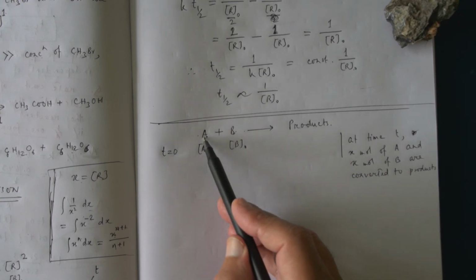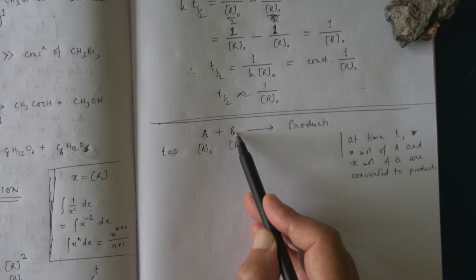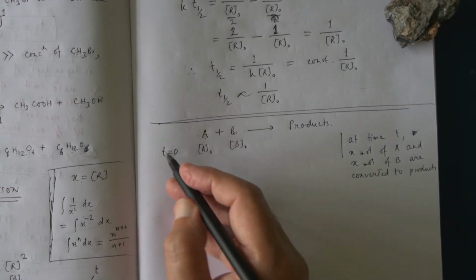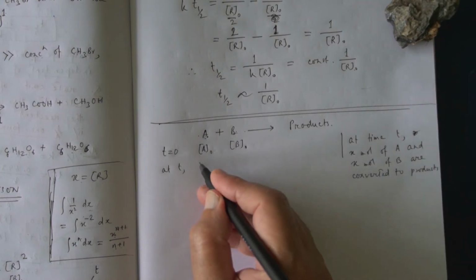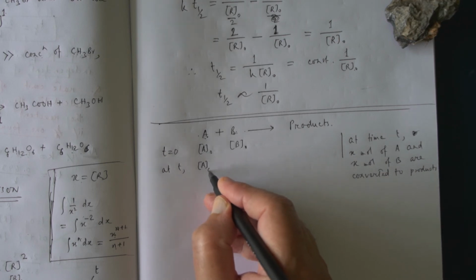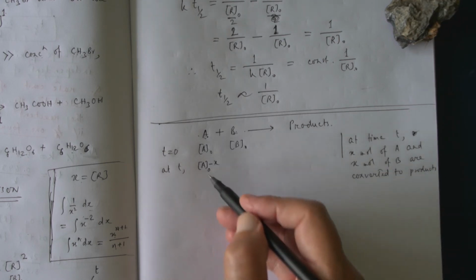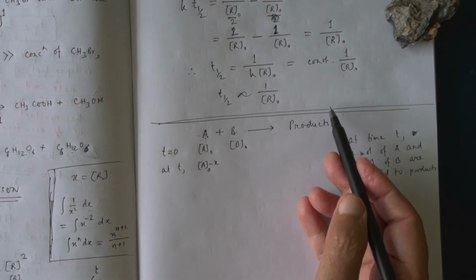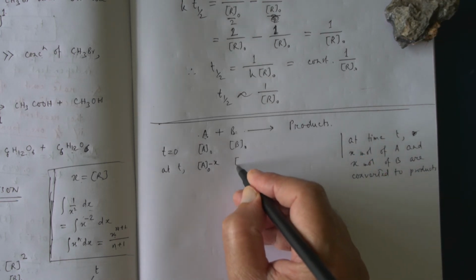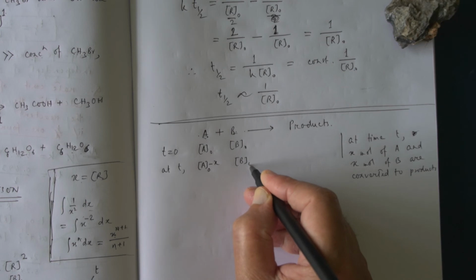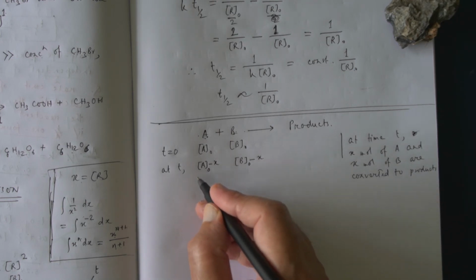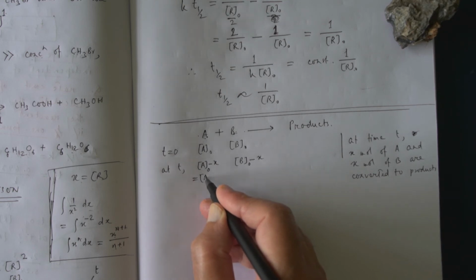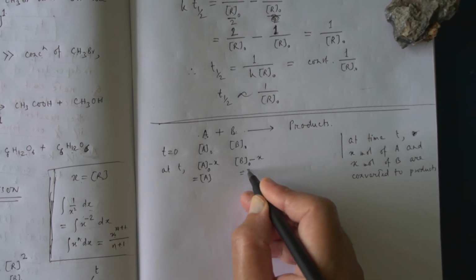Similarly, X of A reacts with X of B. So at time t, how much remains? A naught minus X remains; X is gone. Similarly, how much remains of B? B naught minus X. Let me call this A and this B.